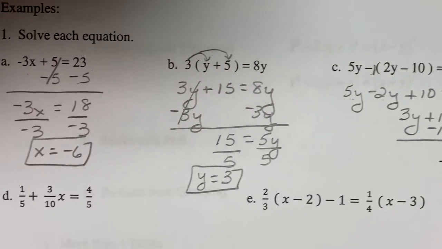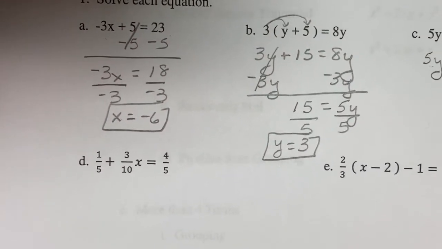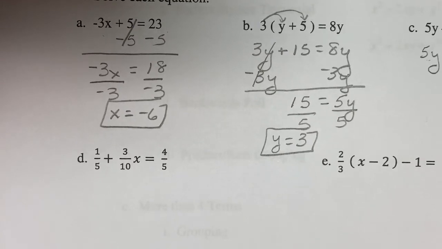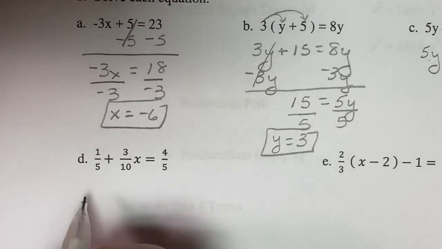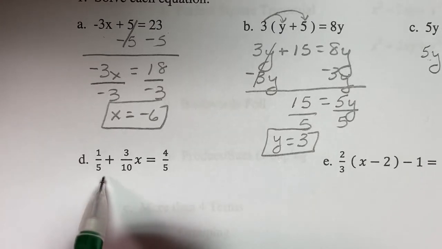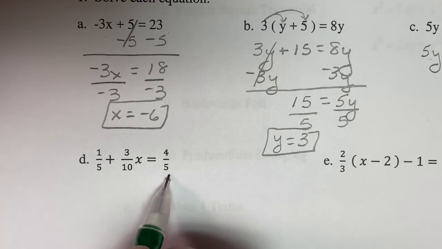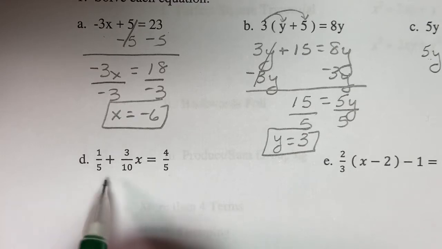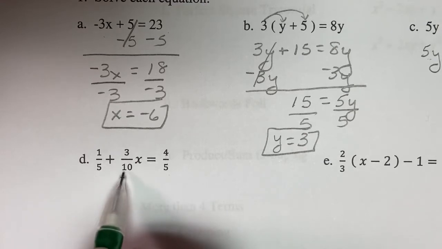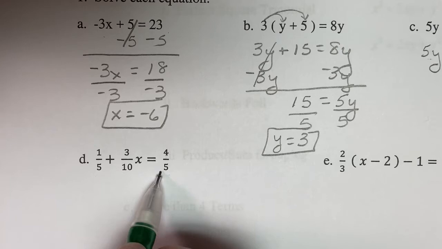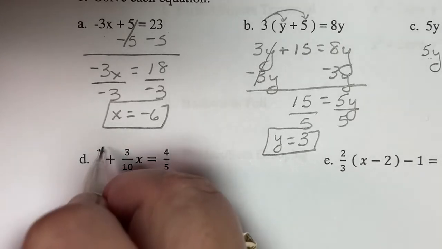Remember, you can pause or stop this video and rewind anytime you need to if you need to see a problem again. So D is our first problem that has fractions. So what we want to do is multiply every term in the equation by the LCD of all of the fractions, and that will help us get rid of the fractions. So we can see that the denominators are 5, 10, and 5. So we're going to multiply everything through by 10.